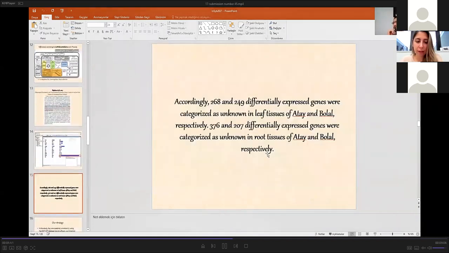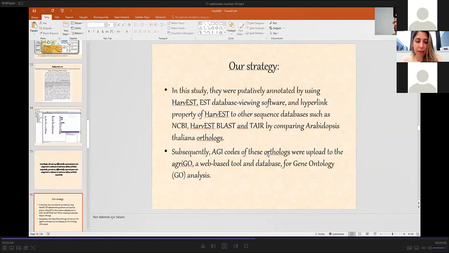So if you talk about this number, 268 and 249 differentially expressed genes were categorized as unknown in leaf tissues of Atay and Bolal, respectively. Atay is the boron sensitive wheat cultivar. Bolal is the tolerant one. And also 376 and 207 differentially expressed genes were categorized as unknown in root tissues of Atay and Bolal, respectively.